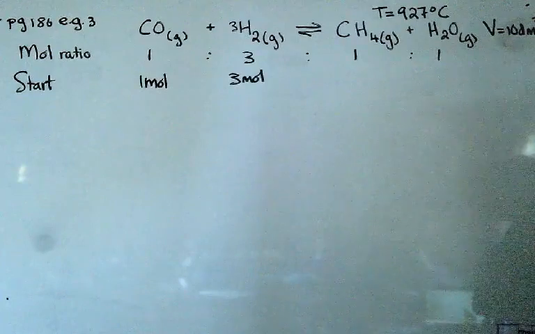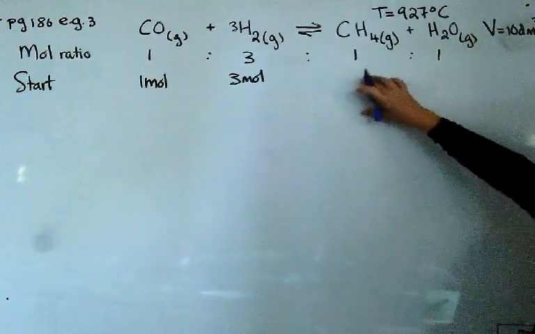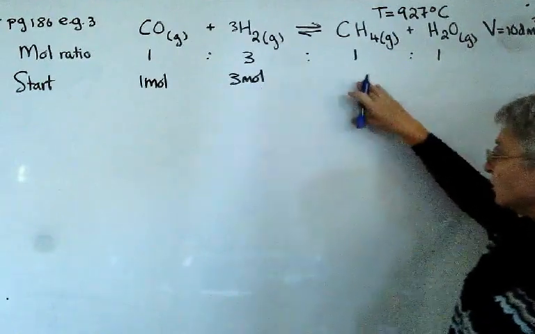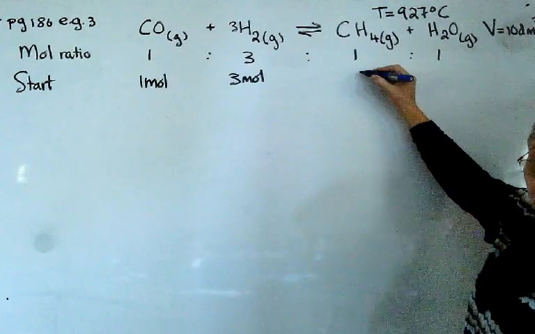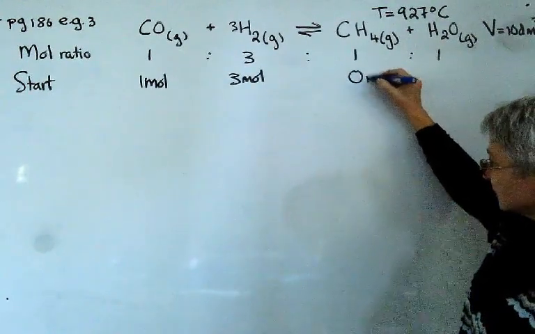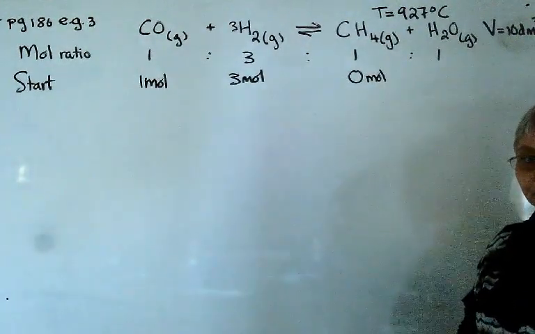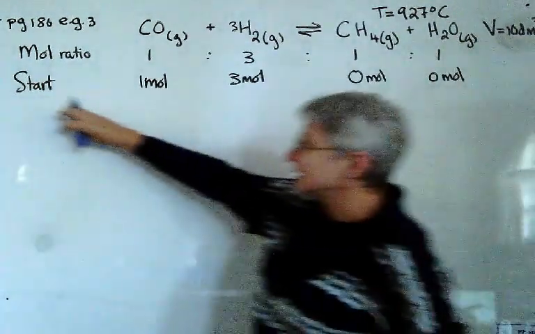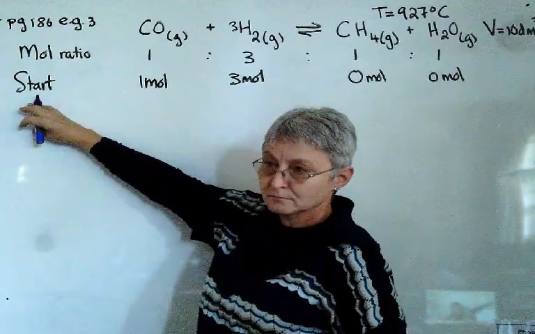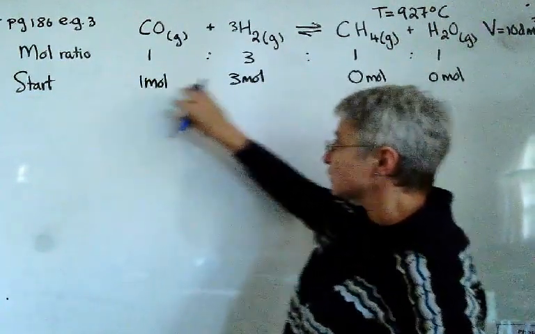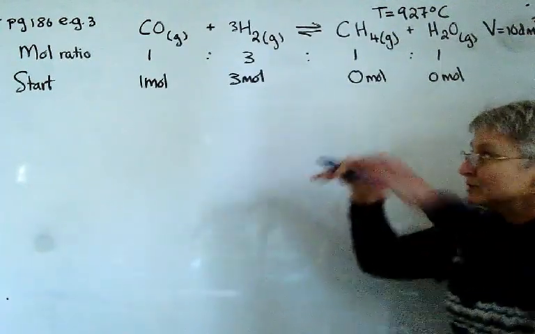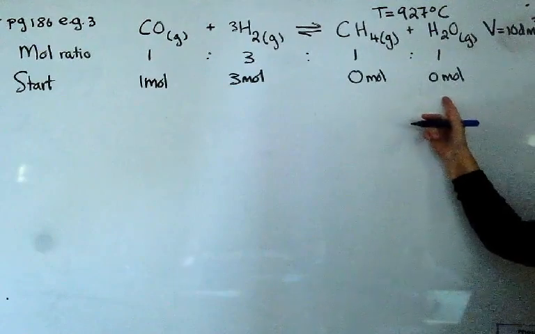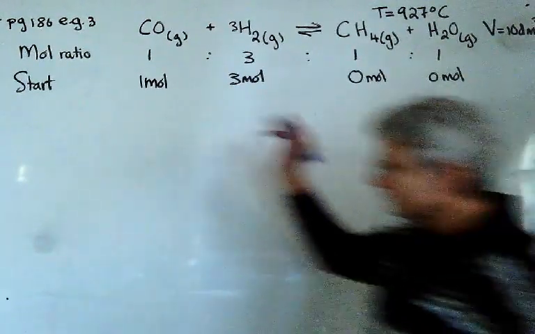Okay. How much would we have at the start of the methane? They put 1 mole of carbon monoxide and 3 moles of hydrogen in. No, 0. You start with nothing there. And how much water will we have? Nothing. This is what we have at the start. Are you with me? So they're telling you that you're starting off with 1 and 3 moles. When you put these gases into your 10 cubic decimeter container, there is no methane and no water vapor in there.